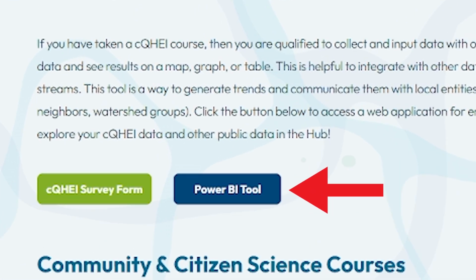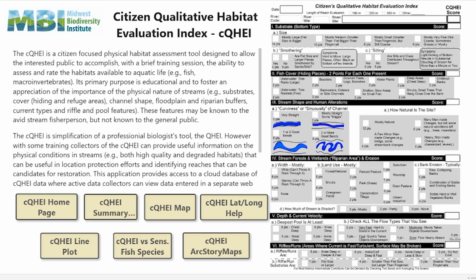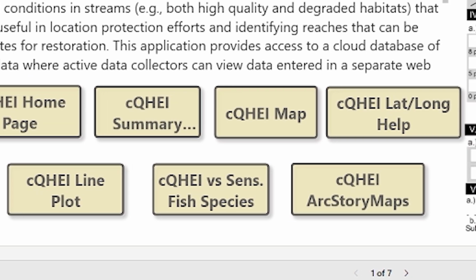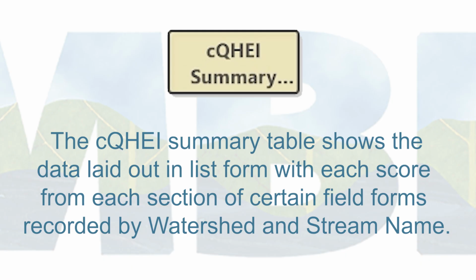Once you click on this tool, you'll be brought to the Power BI homepage that explains a little more about the tool itself. There are several sections you are able to explore. The cQHEI summary table shows the data laid out in list form with each score from each section of certain field forms recorded by watershed and stream name.